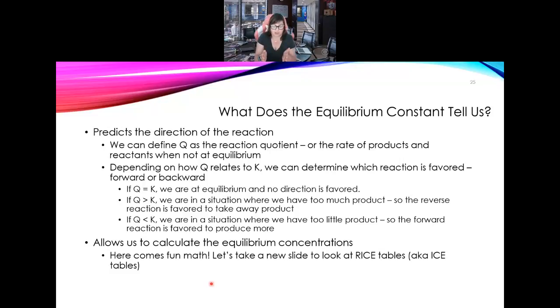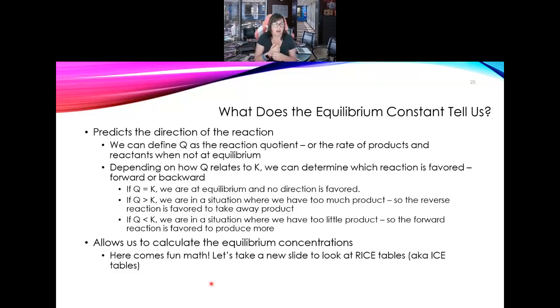So if Q and K are the same, I'm at equilibrium, everything is good, we're all done. If Q is bigger than K, that means I have too much product compared to the equilibrium condition. If I have too much product, I favor the reverse reaction to give me more reactant. Okay, so that's how that works. Now, if Q is less than K, I'm in a situation where I don't have enough product. I have too much reactant, not enough product. So now I need to go forward to get more product and less reactant. So that's what that's going to be, all right?